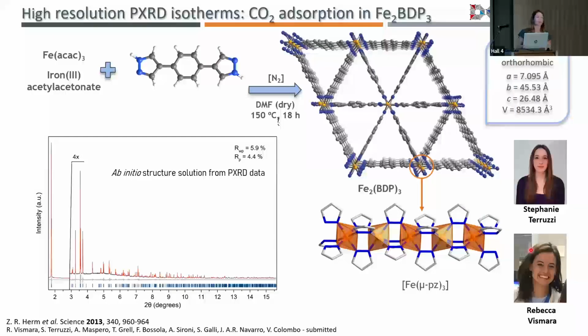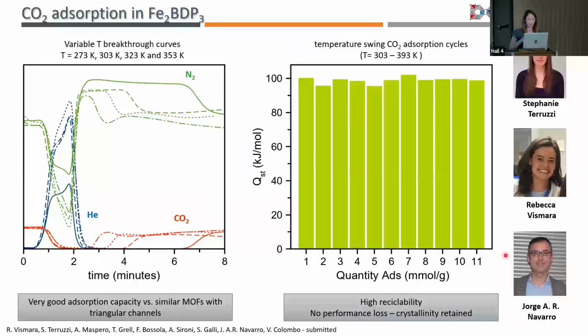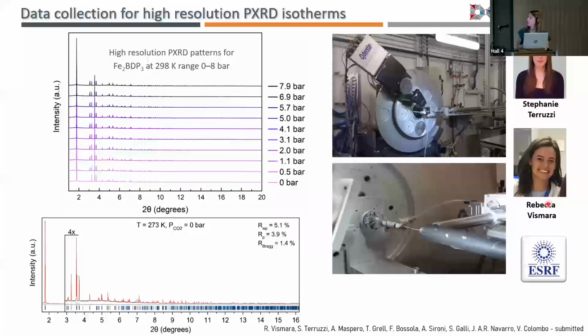But actually this is an iron-3 based, pyrazolate based MOF that was published by the Jeff Long group in 2013. This MOF has a very high stability, and this was also determined by Professor Miller in 2021 in this nice paper, and we performed a thermodiffraction experiment with another very simple laboratory scale conditioning chamber. The CO2 properties are very interesting, recyclability is high, and Stephanie will show you the details. And so we decided to look at the details of this adsorption process through X-ray diffraction experiments.